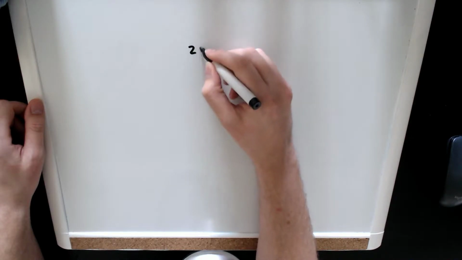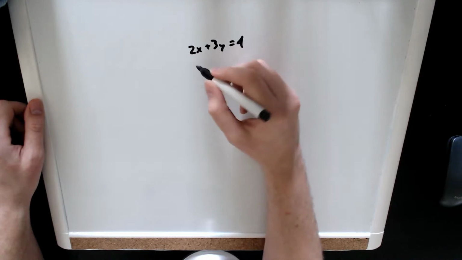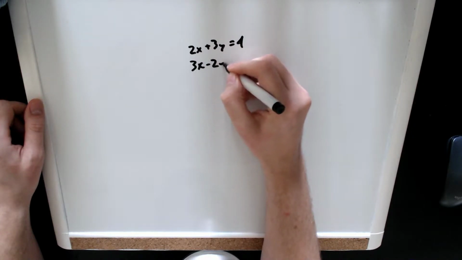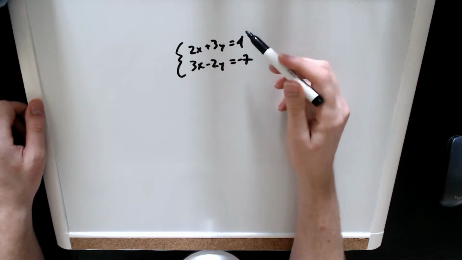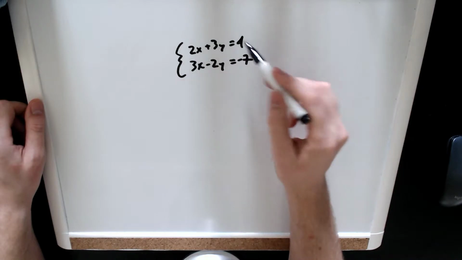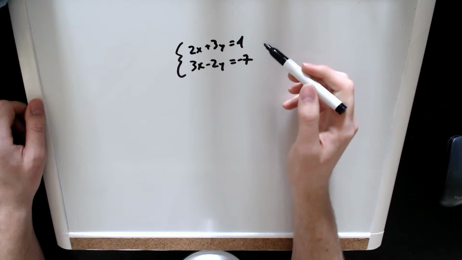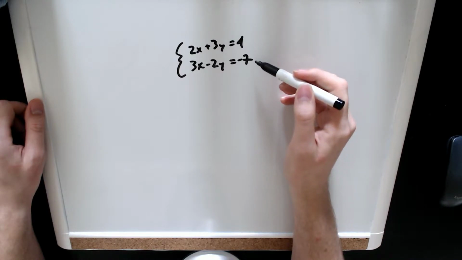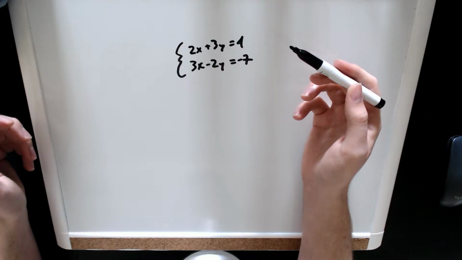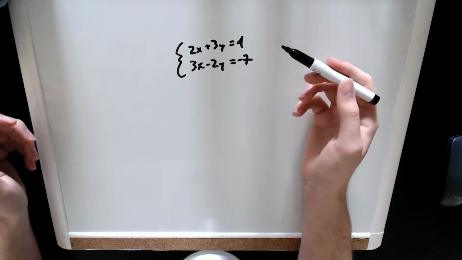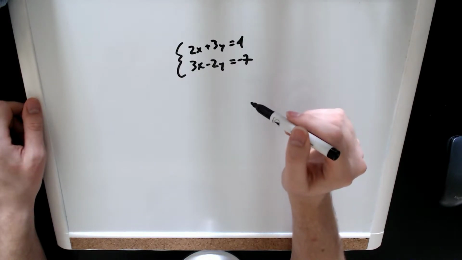So if we have 2x plus 3y equals 4, that's one linear equation, and 3x minus 2y equals -7, that's another. But if we consider them together, this is now a system of linear equations. A system of linear equations will have either no, one, or infinite solutions, if we're talking about linear equations specifically.